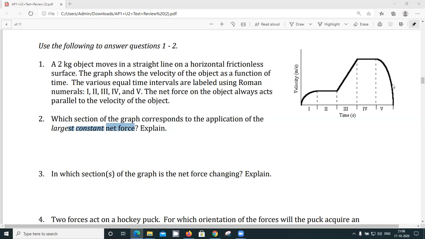So at this point, the tangent is a vertical line, and here also the tangent is a vertical line. So the slope is maximum here, but the slope is not constant. That is why these two things don't come in this particular question. In this question, they are saying constant net force, so only straight line parts will come. Among these 3 straight line parts, this part is the one which has the maximum slope.